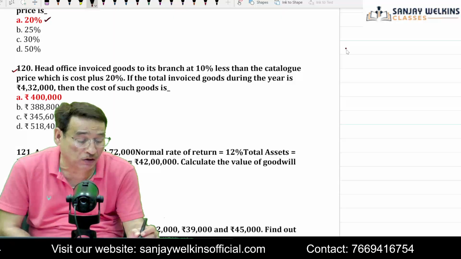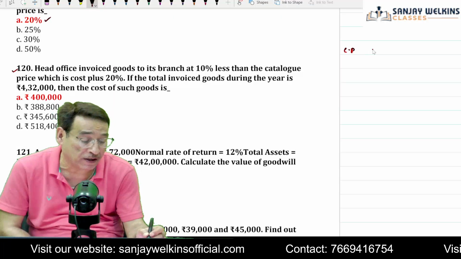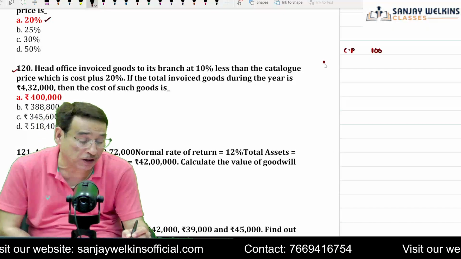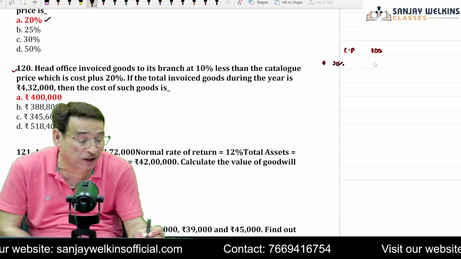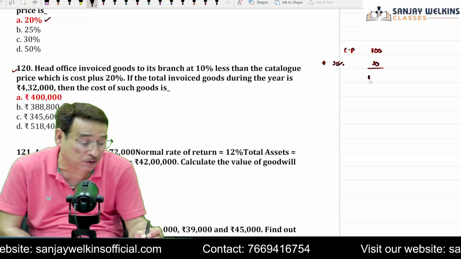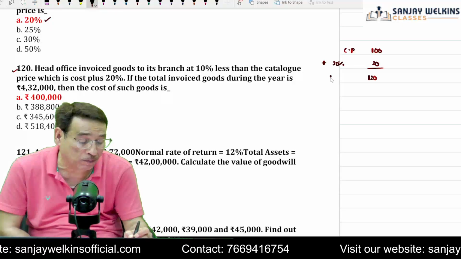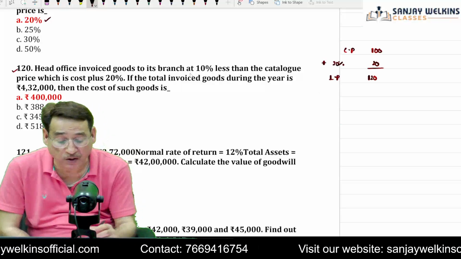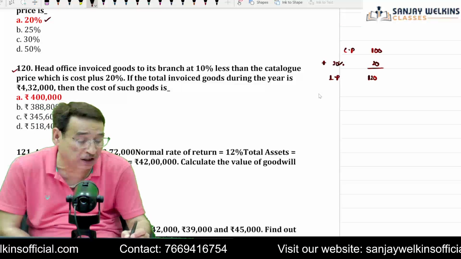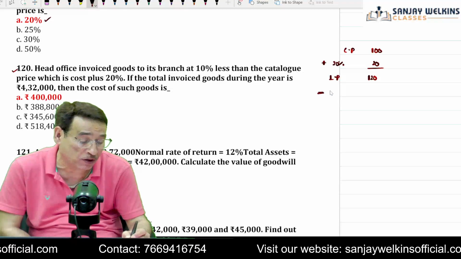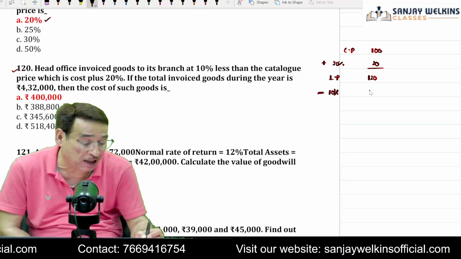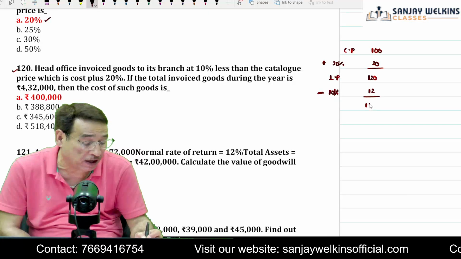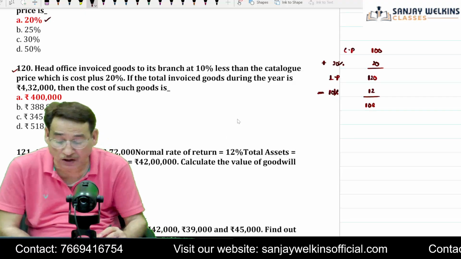See, under such a question, you will have to presume that cost price is 100. And it is written that catalog price is cost plus 20%. So if I add 20% to it, I will get the catalog price, that is also known as list price. Catalog price or list price is one and the same thing, 120. And now the question states that goods are sent to branch at 10% less than the catalog price. Catalog price is 120 and goods are sent at 10% less, so goods must have been sent at the rate of 108. Is it clear to you?